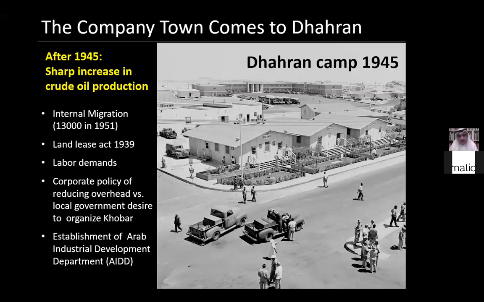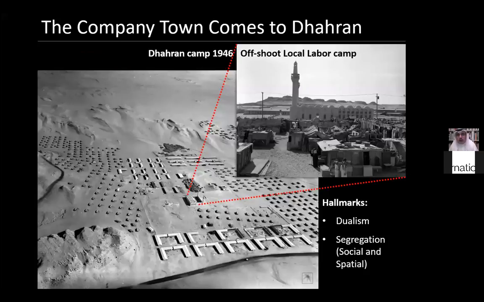The increase of employees in Dahran especially created a major infrastructural problem for Aramco. Aramco as a company didn't want to increase its overhead. Again, it's working in oil, and oil is a high risk industry. According to Aramco, it could stop flowing at any moment. Their concession agreement could stop at any moment. So they were running a very high risk operation, and they wanted to minimize their circle of responsibility as much as they could.